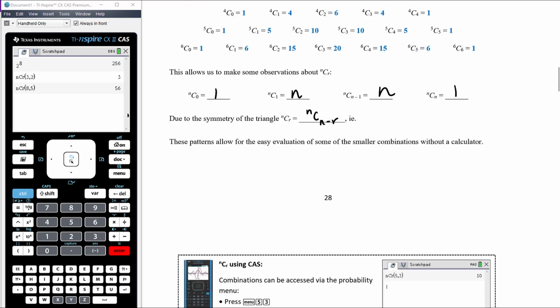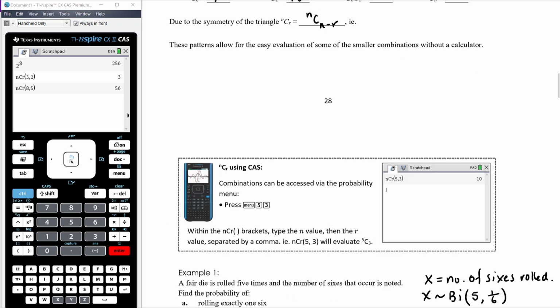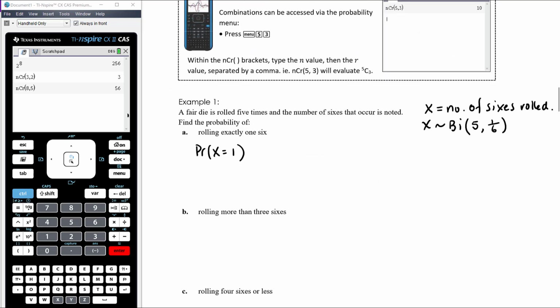Now we can go back to our formula up here on the previous page. So what we're going to have is nCx, in this case 5 choose 1. That's the number of different ways I can roll one 6 out of 5 rolls. Multiplied by the probability of success, which is 1/6, to the power of the number of successes, which in this case is 1, and then also multiplied by the probability of failure, which is 5/6, that's 1 minus 1/6, to the power of the number of failures.